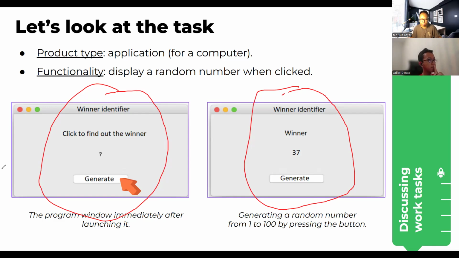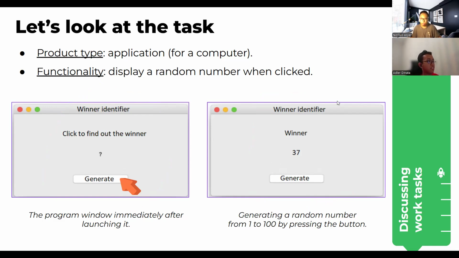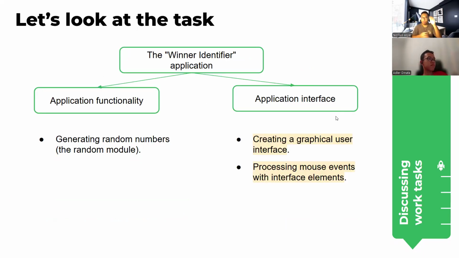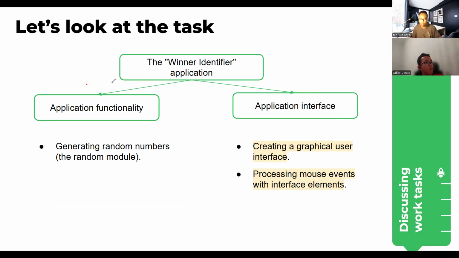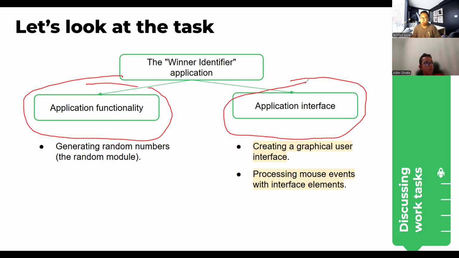Is there any question so far? No. Okay, let's continue. Whenever we talk about applications, always remember that an application is built on two things. The first is the functionality, or the functions, and the second is the interface: how your application is going to look and how it is going to work. These two things are always the big picture of how to make every application.